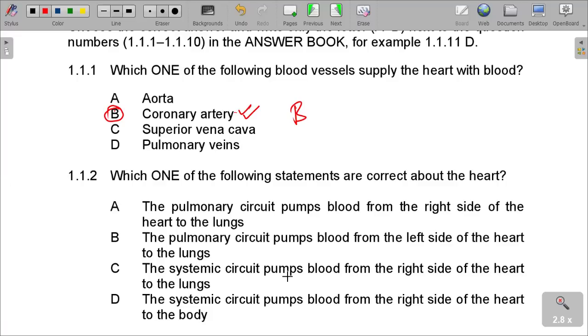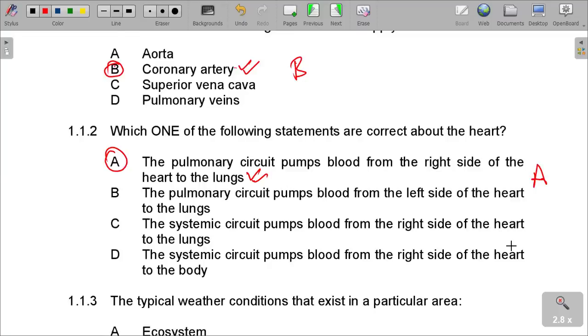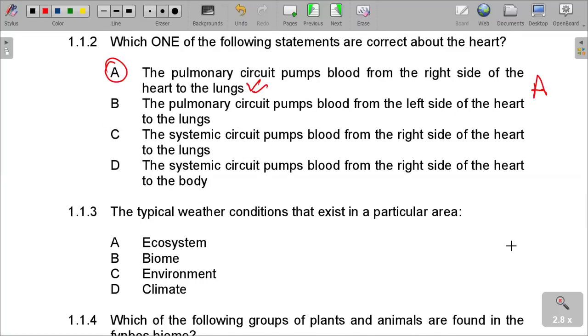So in this case, you need to understand that the correct answer is A. The pulmonary circuit pumps blood from the right side of the heart to the lungs. So our answer in this question is A. The pulmonary circuit pumps blood from the right side of the heart to the lungs. That is the correct answer. Next, 1.1.2.